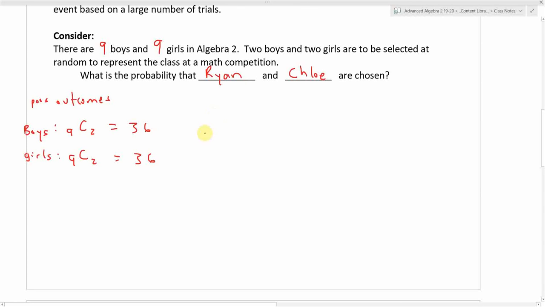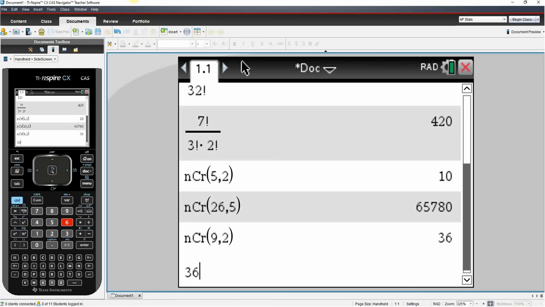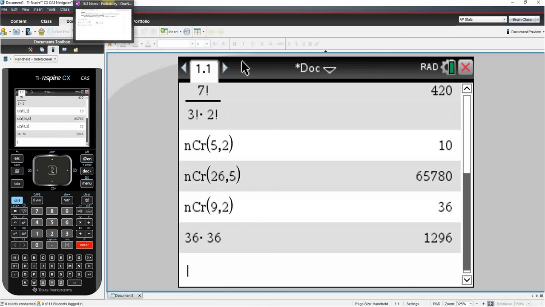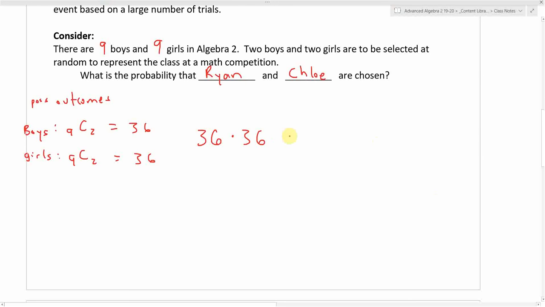girls. So the total possible outcomes by the counting principle would be the 36 ways that we could pick 2 boys times the 36 ways that we could pick 2 girls, which would be 36 squared, which is 1,296. So in our class, if we were going to pick 2 boys and 2 girls to represent the class at the math competition, there are 1,296 different ways that we could pick 2 boys and 2 girls, where order doesn't matter. There's just a team of 4 people. Okay, so this is the total possible outcomes. That is going to be our denominator, right? We know probability is always possible successes divided by possible outcomes.